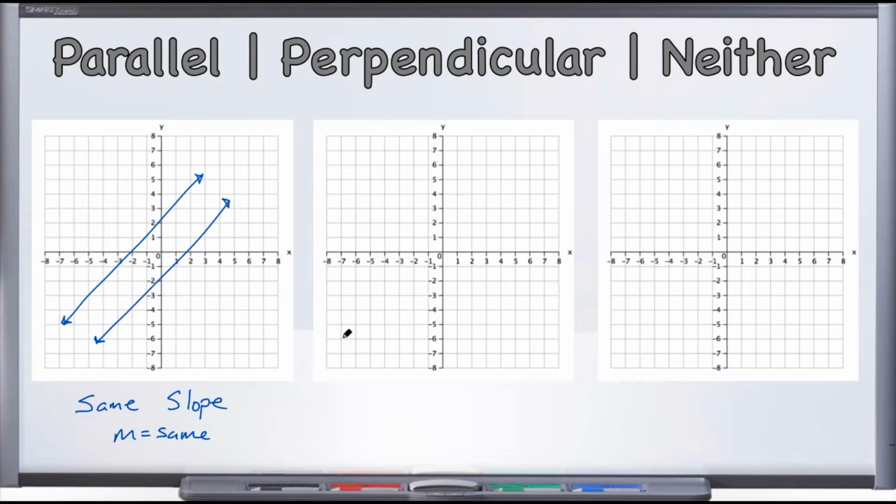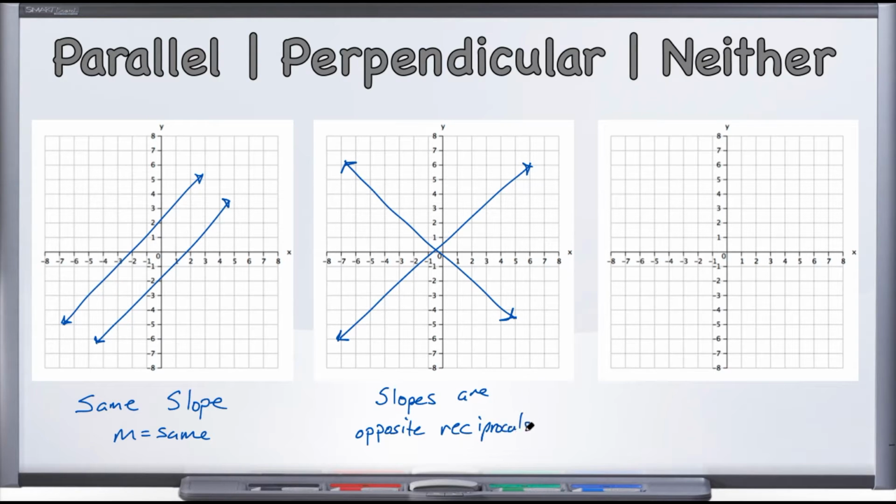Now if lines are perpendicular, that means one line is going to be going in a specific direction, and another line is going to intersect that first line and have a slope that is the opposite reciprocal of the first given line. All right, so that means that slopes are opposite reciprocals. And so what does that mean?